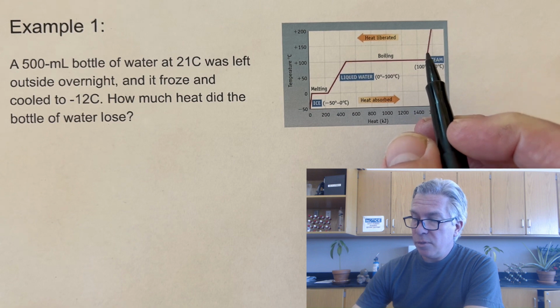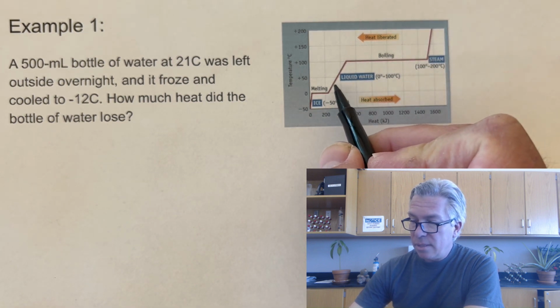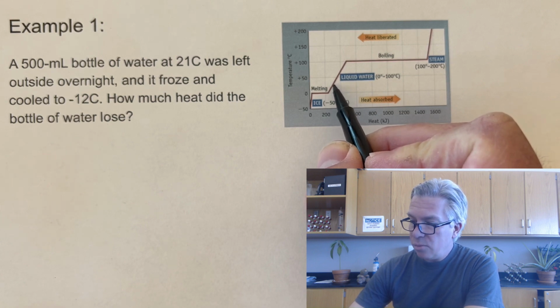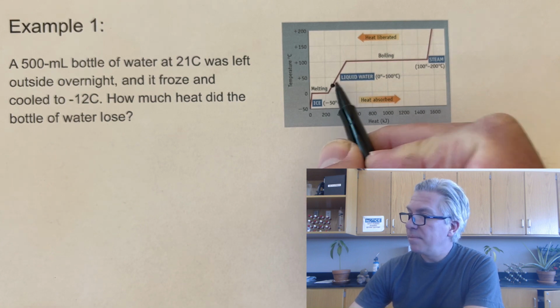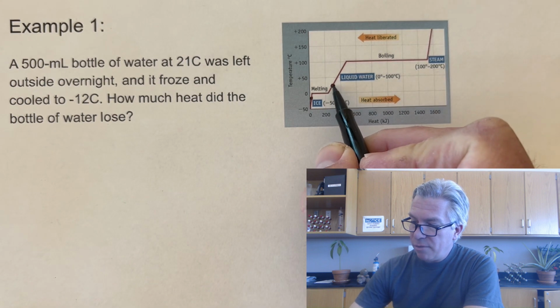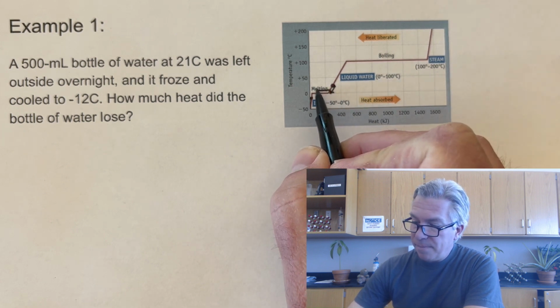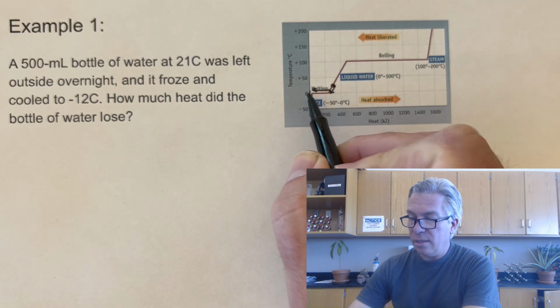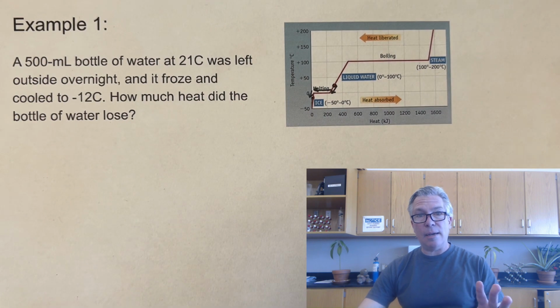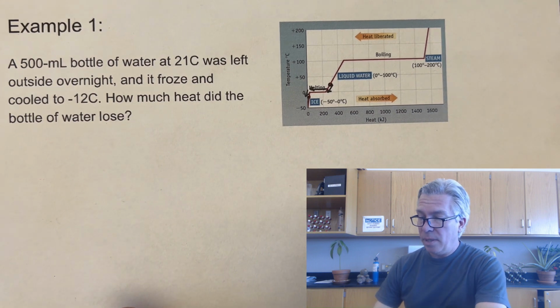And it's helpful to sort of travel along the graph here to see how many line segments you're going to have to go through. Now, if I'm starting at 21, which is somewhere around there, and I'm getting down to minus 10, which is somewhere around there, I actually have 3 segments. First, I have to cool it to its freezing point. Then I have to freeze it. And then I have to cool it down a little bit further. So that's 3 separate steps in this problem that I have to do. So let's get into it.